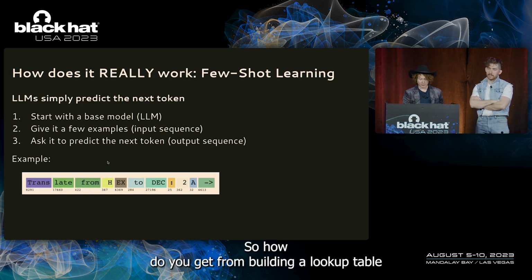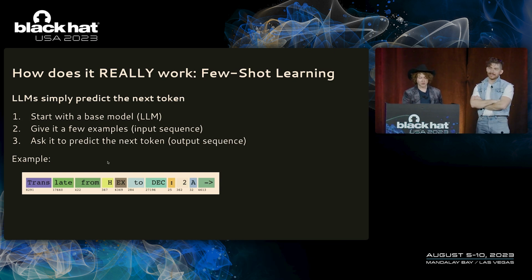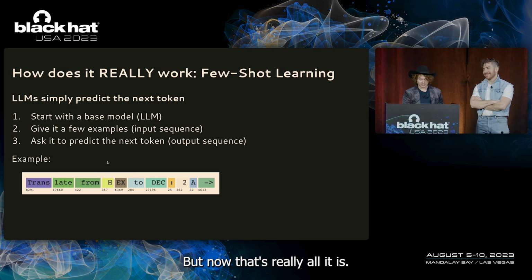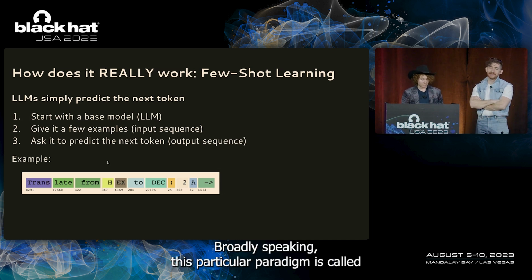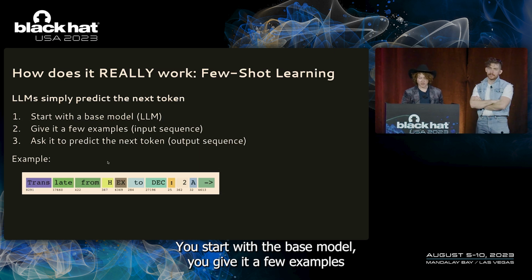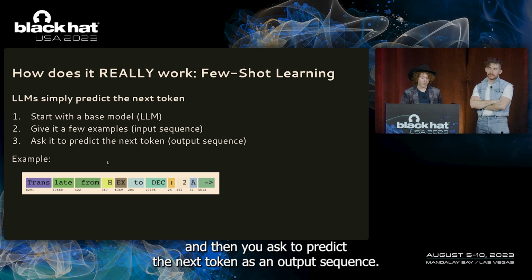So how do you get from building a lookup table to solving math equations and other advanced reasoning capabilities? You might be thinking, surely there's more going on here than simply predicting the next word in a sequence. But no, that's really all it is. Broadly speaking, this particular paradigm is called few-shot learning. And it's called few-shot because you don't really need a lot of examples. You start with a base model, you give it a few examples through an input sequence, and then you ask it to predict the next token as an output sequence.